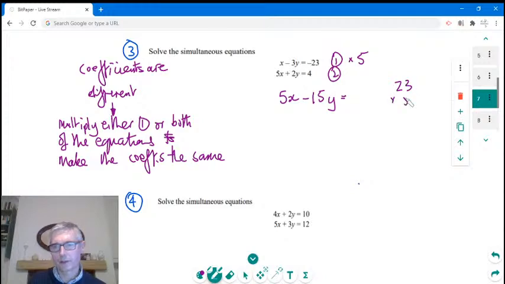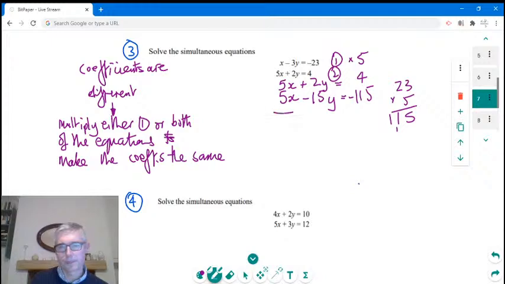23 times by 5, so let's try that. That's going to be 5, and then 3 times 5 is 15, 5 times 2 is 10, so 115. That's still going to be a minus, that's minus 115. And I'm just going to write equation 2 above that. So I've got 5x plus 2y equals 4.